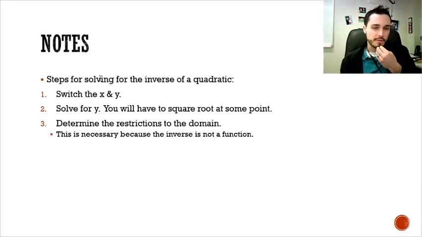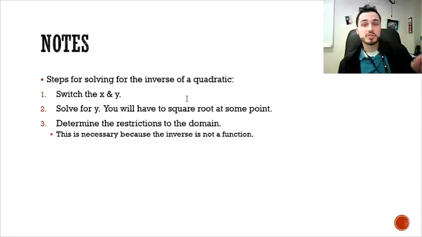So for quadratic inverses, the basic steps, just like the other steps before, you're still switching the x and the y, and you're still solving for y. You will have to square root at some point because quadratic, by definition, is squared, and to cancel squared, the inverse operation is square root. That means you will square root at some point in this process.